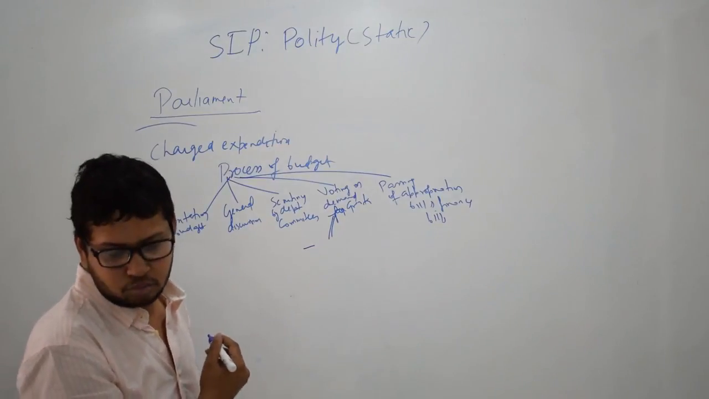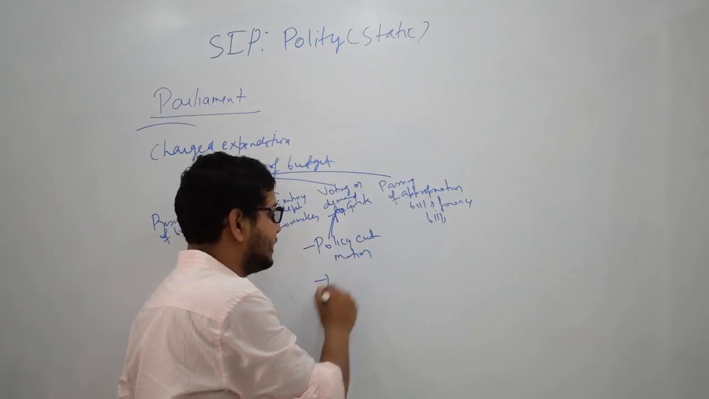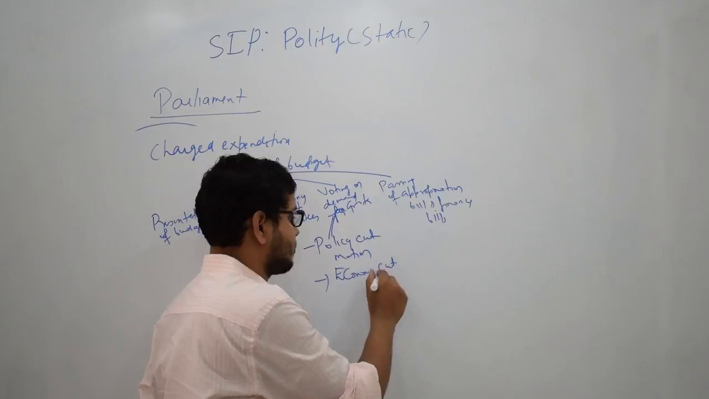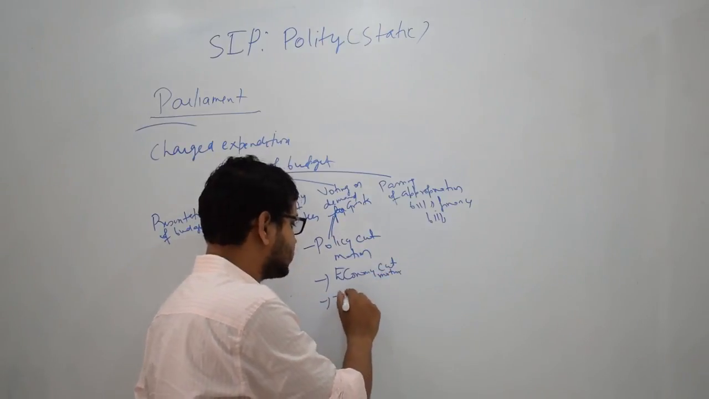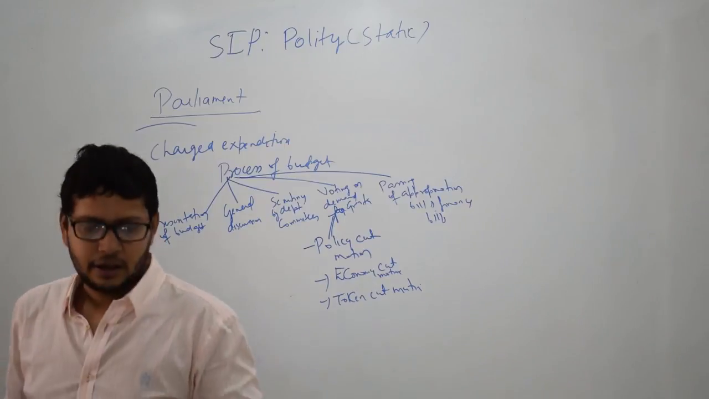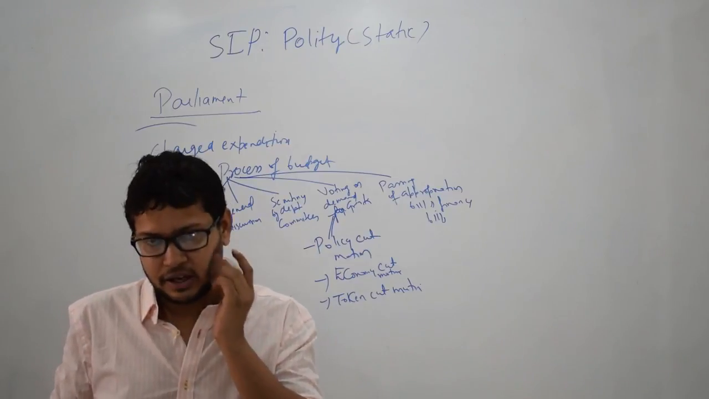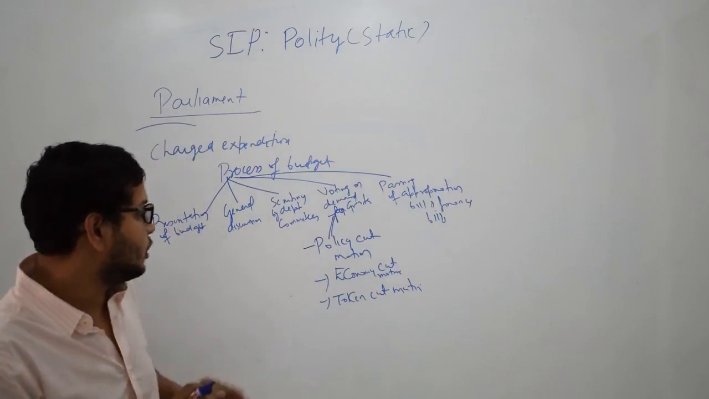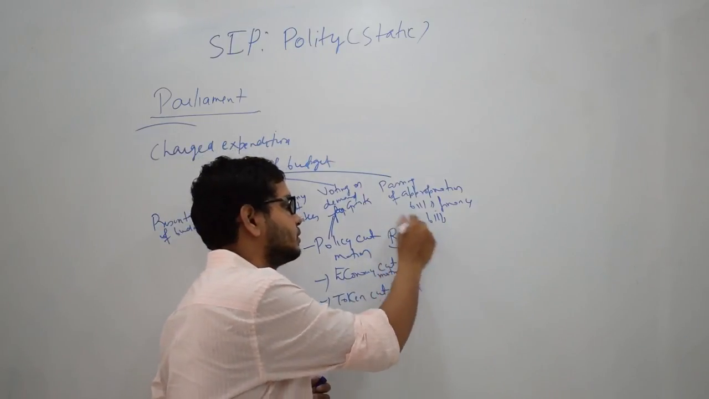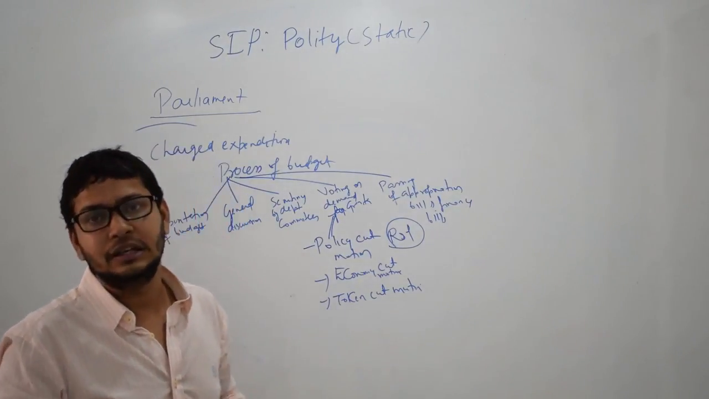One is policy cut motion. Second is economic cut motion. And third is token cut motion. So the policy cut motion is when the opposition disapproves the policy, and therefore it presents a motion that the overall grant should be reduced to ₹1, which though is impractical, but that is how they show their disagreement with any policy of the government.